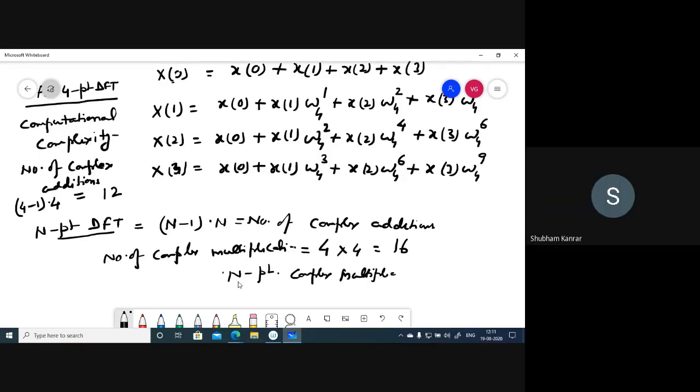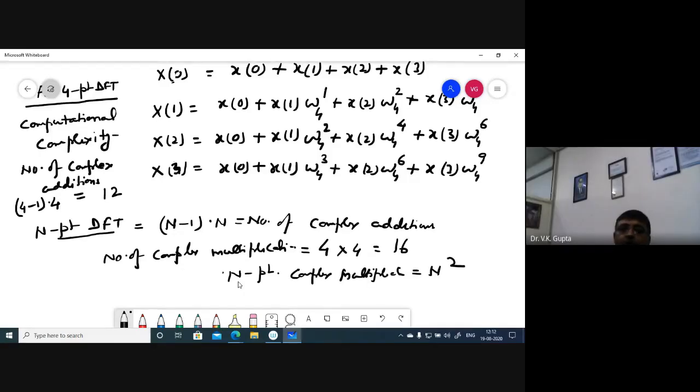N into n square, n square multiplications. So for 4-point, we have 4 into 4, 16 multiplications. For n-point in general, we have n square complex multiplications. This is called the computational complexity of a DFT computation. For 4-point, we have 16 multiplications and 12 additions, whereas for n-point, we have n square multiplications and n into n minus 1 complex additions.